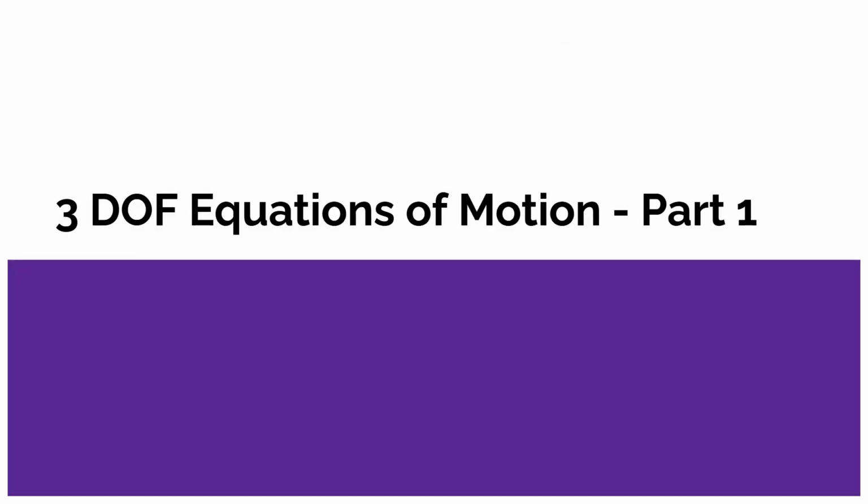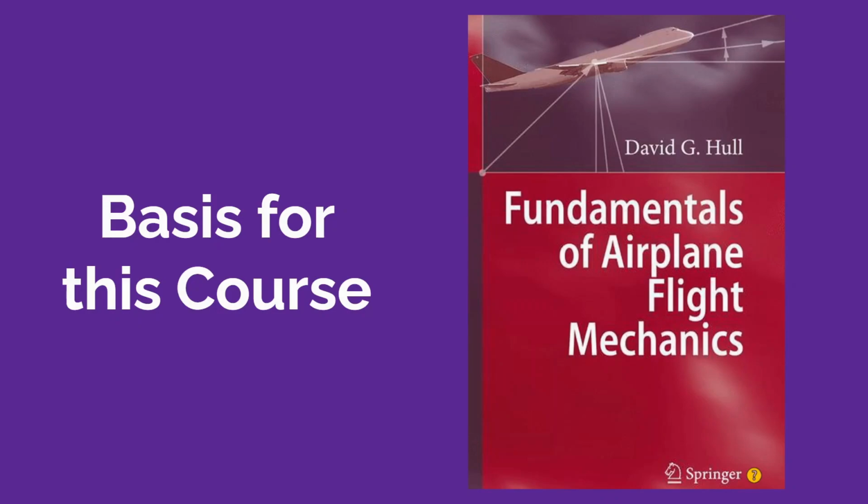So today we're going to be covering the first step leading to the 3 degrees of freedom equations of motion. And as a reminder, it is a mathematical description of how an air vehicle moves about in the atmosphere in the vertical plane only. If you wanted to get the whole picture, you would have to establish the 6 DOF EOMs. So this class is based on Fundamentals of Airplane Flight Mechanics, and it is a book I would highly recommend if you're starting out in aerospace.